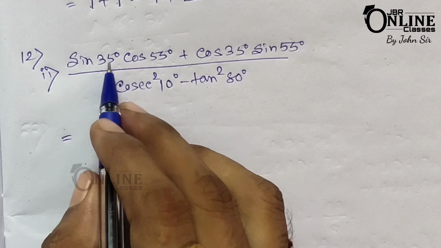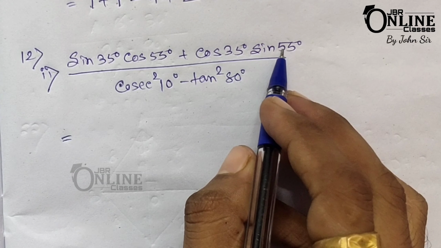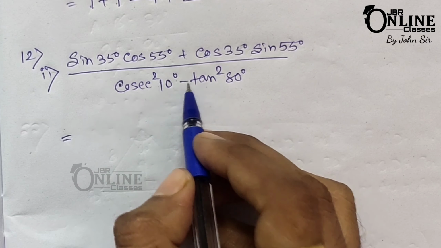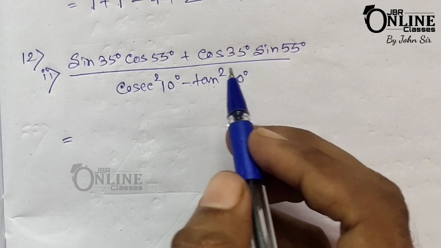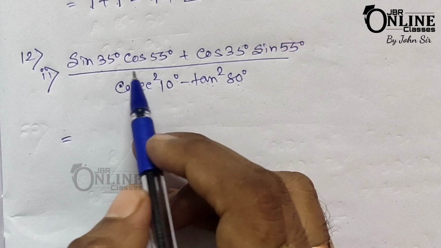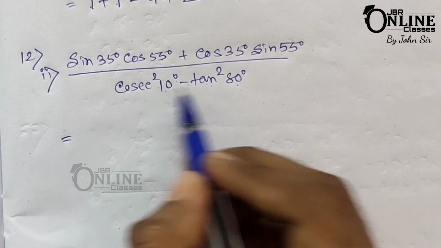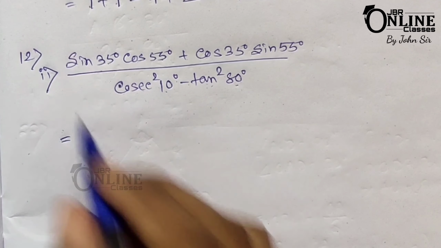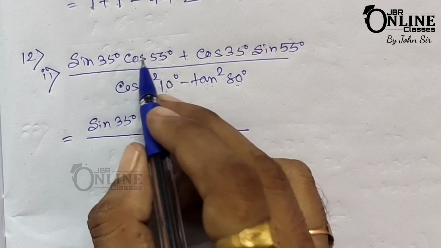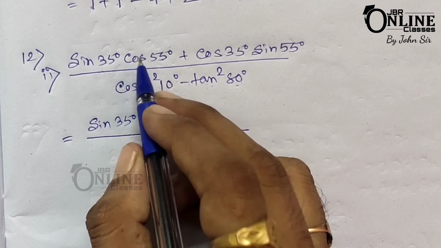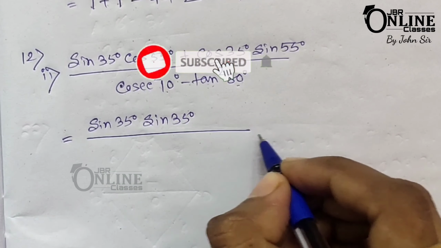So here sin 35 degree cos 55 degree plus cos 35 degree sin 55 degree by cosec square 10 degree minus tan square 80 degree. So first you have to find the two angles whose addition equals 90. So here 35 and 55 become 90, and here 10 and 80 become 90. So first write down sin 35, and instead of cos 55, you can write cos 90 degree minus 35, and that becomes also sin 35.